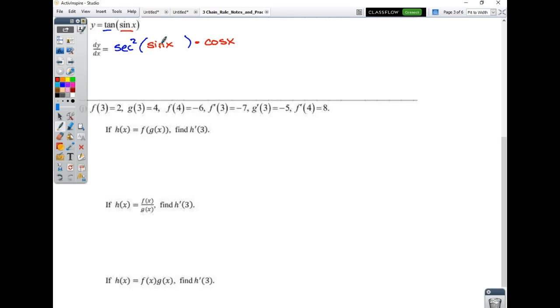This is actually done. Just box your answer, call it a day. Folks, be careful of this. A couple things to be aware of. This is not the secant squared of x times the sine of x.